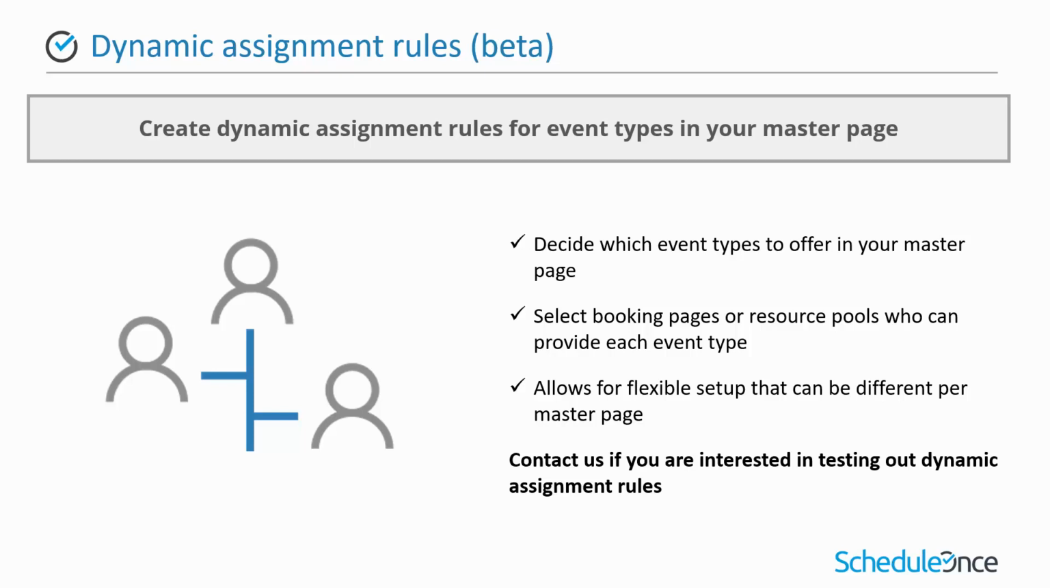So dynamic assignment rules. We talked about these briefly, how with dynamic rules, you can first decide which event type you want to offer in your master page, and then you can select a booking page or a resource pool who can provide that event type, which is why I wanted to show you about the resource pools before we went into depth about the dynamic assignment rules. It's not just about having a booking page providing an event type, it could be a resource pool. And when you assign a resource pool to provide an event type, the members of your resource pool will be assigned to the event type in your master page based on the assignment method that you selected when you created your resource pool.